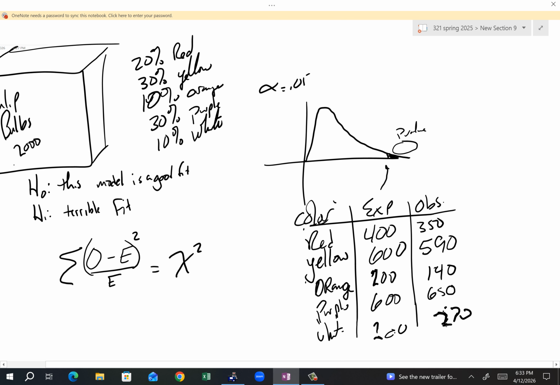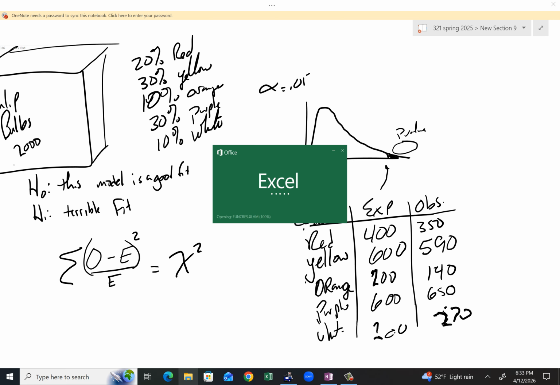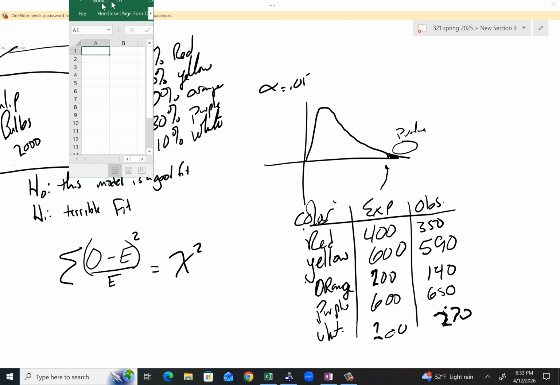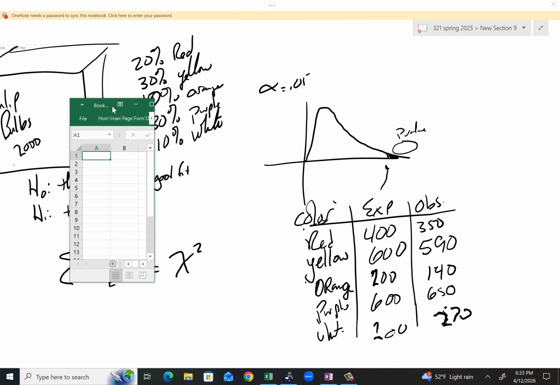270. Okay, so what I see is a column of observeds and a column of expecteds. So I'm going to copy that table. Honestly, I would not have done it by hand, because I've got a calculator. I've got computers. Computers are the bomb. So if I did color, just to keep the same picture here, and expected and observed, then we had red, yellow, orange, purple, and white.